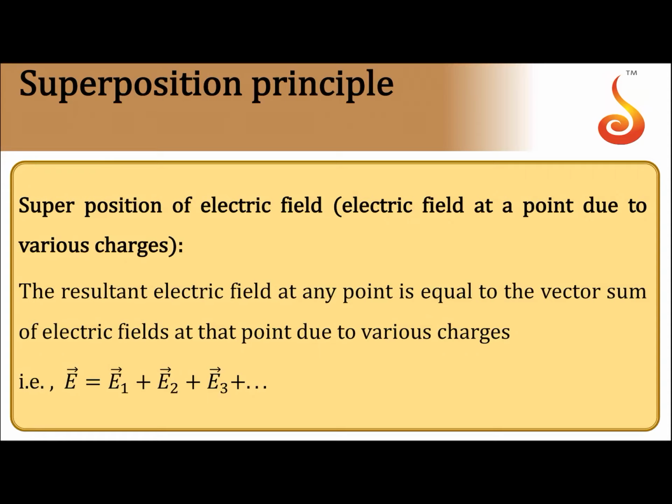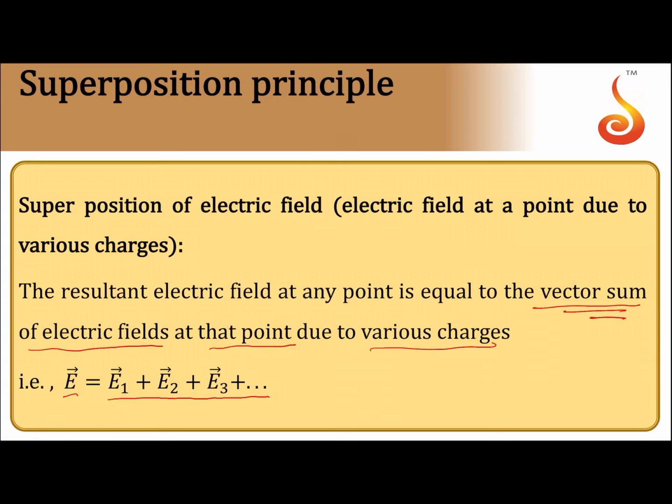Superposition principle for electric field. So if there are a number of charges producing field at a point, then the resultant electric field at any point is equal to the vector sum of the individual electric fields at that particular point due to various charges. Notice one thing, electric field is also a vector, so we have to take the vector sum. So net electric field E is equal to E1 plus E2 plus E3 and so on. This is similar to what we had in the case of forces.